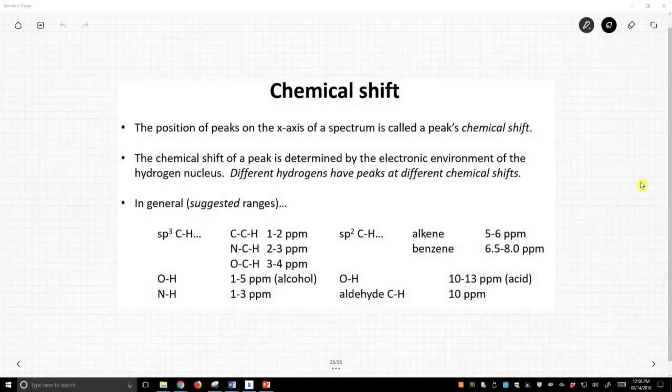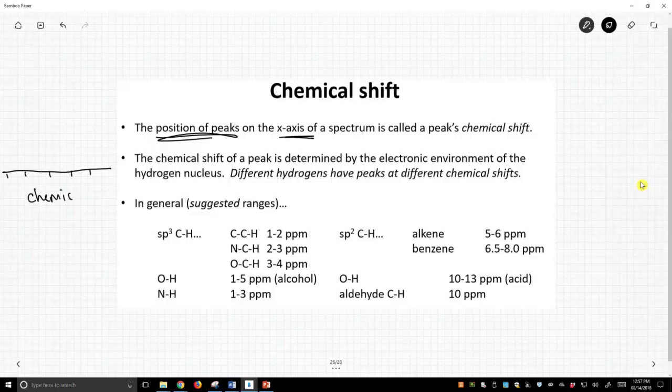All right, so let's talk about our first order of business with NMR, and that is chemical shift. Chemical shift describes the position of the peaks on the x-axis. Often we won't even show a y-axis. It's all the x-axis, and the position on the x-axis is the chemical shift. The units on chemical shift are called ppm, and that's parts per million.